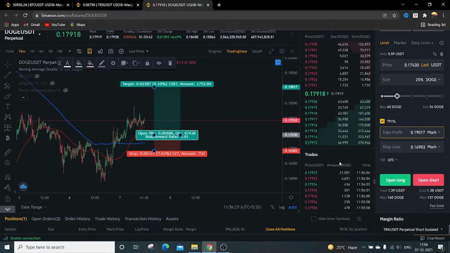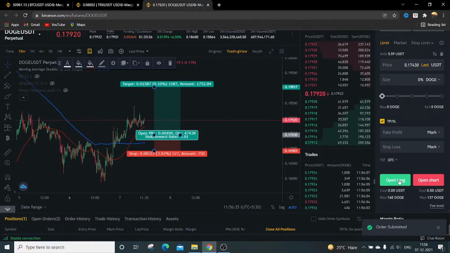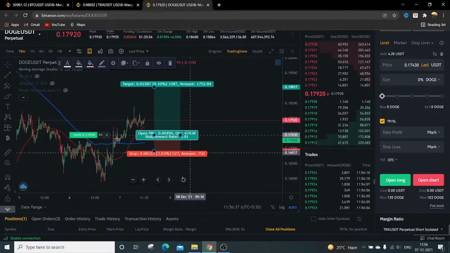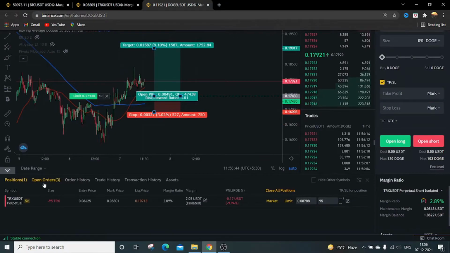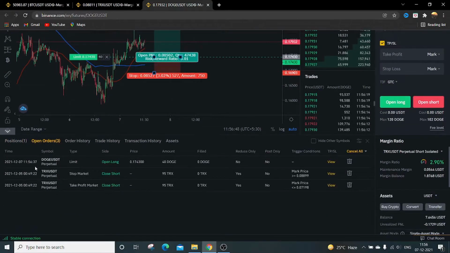So I will take this long position, just click on it to take the long position. Okay, the limit order will be placed. The order will be seen in the open order section. Just go to open order. So this order is now placed, that is for Doge. Open long position at this price, 40 Doge. The order is not executed yet, so it is showing 0.